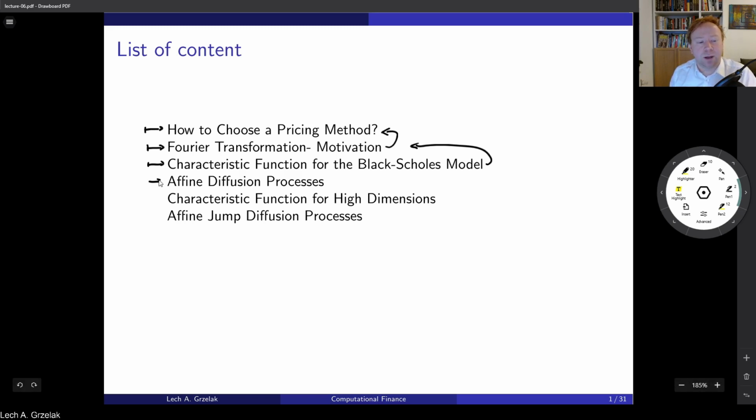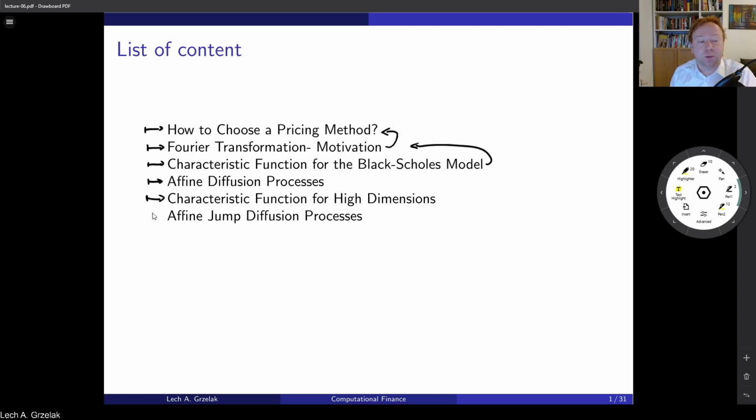We will discuss also today affine jump diffusion processes or affine diffusion processes. This is a class of models for which we are able to find the characteristic function. So what kind of conditions does your system of stochastic differential equations need to satisfy such that we know that the process belongs to the affine diffusion class? And once we have a model which belongs to this class, we know for certain that the characteristic function can be derived. We'll also show you how to derive the characteristic function for high dimensions.